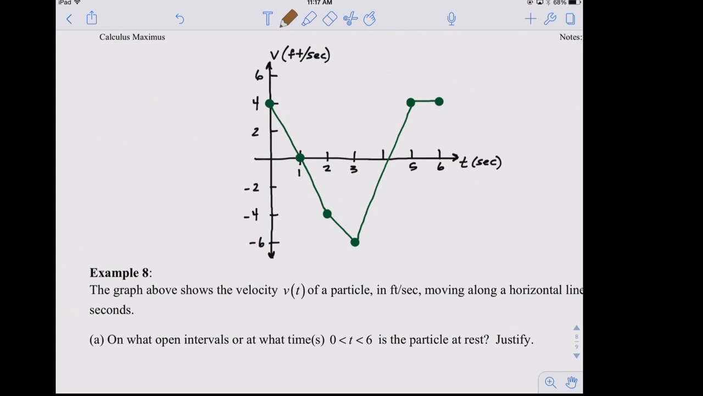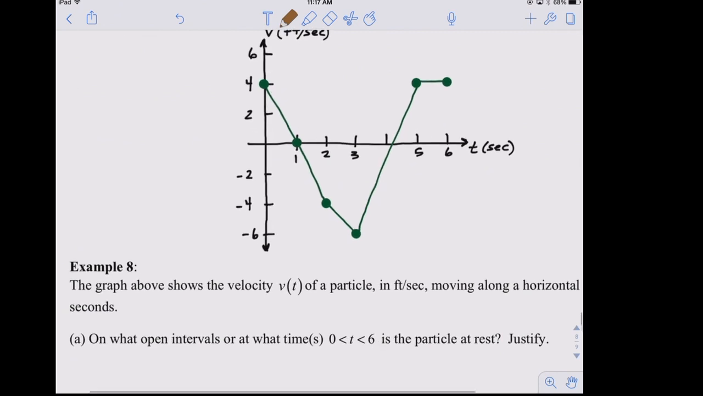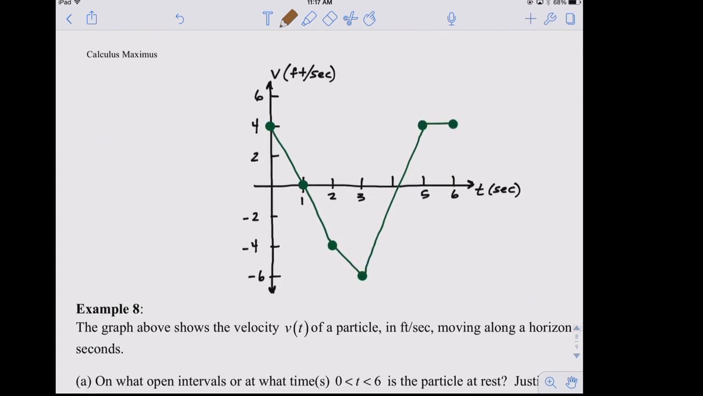Example 8. The graph above shows the velocity v of t of a particle in feet per second. Is this a graph of position? No, it's a graph of velocity. So we're going to be looking at it a little bit differently than we did previously. That's the first thing you need to do whenever you're given an equation, a graph, or a table of values: what is it the equation, graph, or table of values of? Is it position? Is it velocity? Is it a value equation, or is it a rate equation? Because you're going to use it differently depending on what it is.